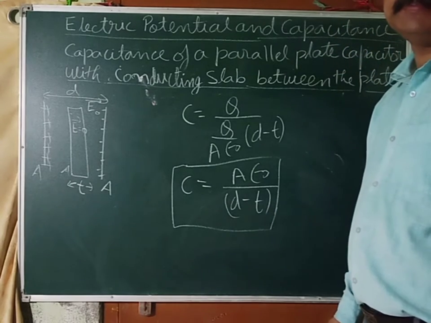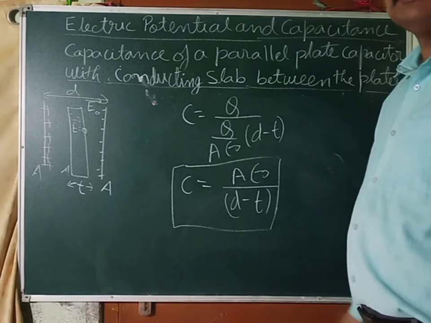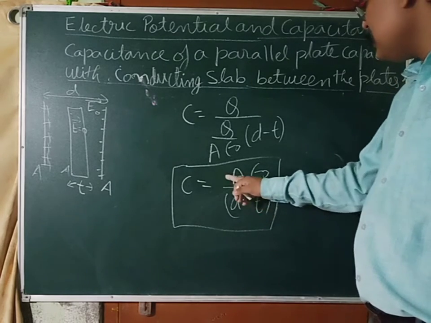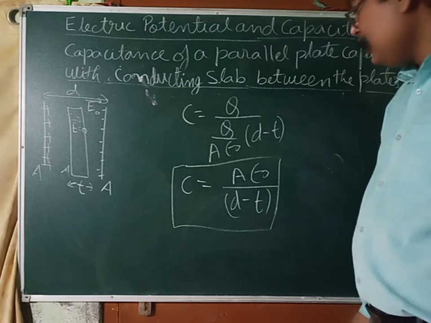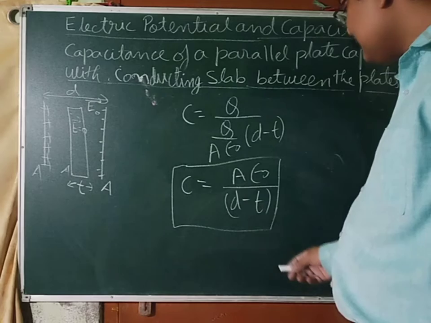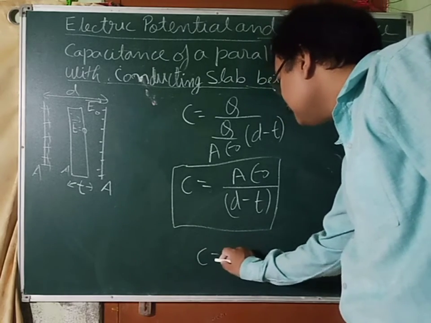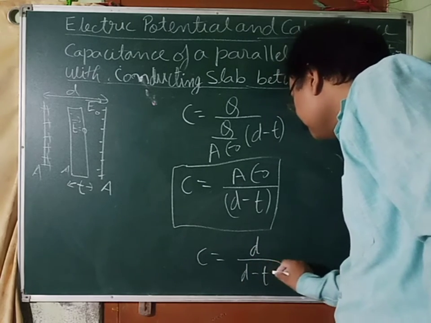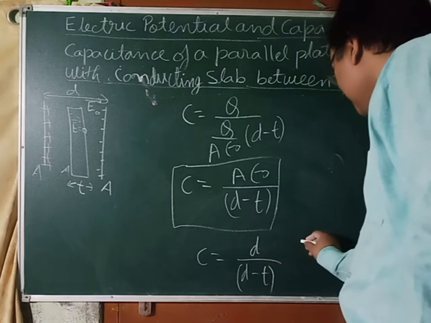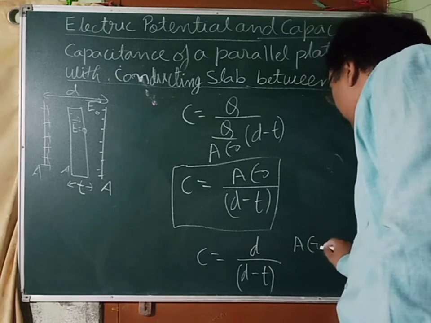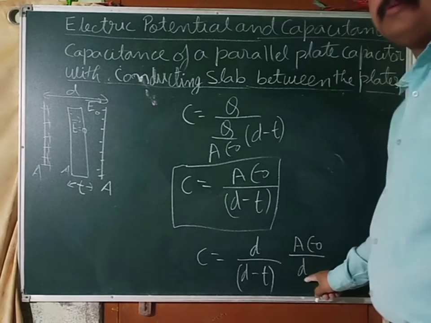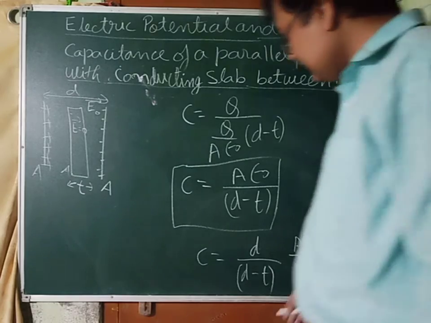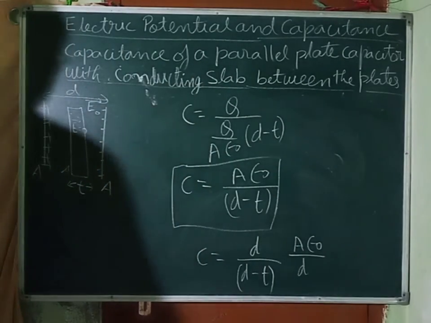But if you want to check whether it is increasing or decreasing with respect to when there was only air between the plates, how to do that? For that you can just multiply and divide by D. So when we multiply and divide by D, we can write C equals D upon D minus T into A epsilon naught upon D. We have multiplied by D and divided by D. Any problem? Just check it.